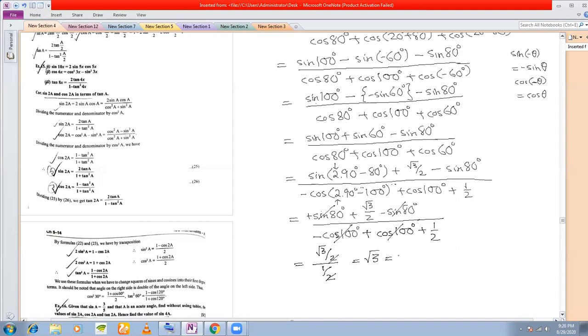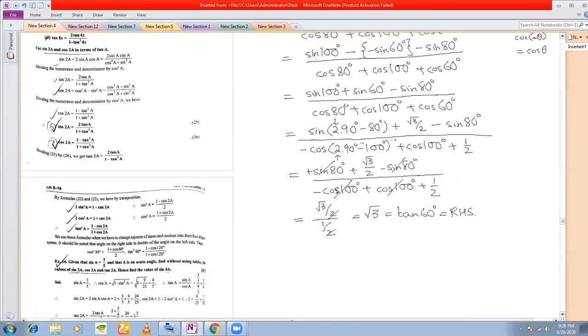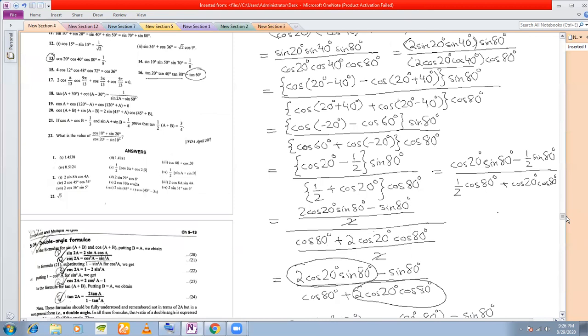And what is root 3? We all know root 3 is tan 60, which is equal to your RHS, which we wanted to show here. We wanted to show tan 20 tan 40 tan 80 is equal to tan 60. So we have shown that this is equal to tan 60, which is equal to the right hand side. Okay. So move on to the next one.